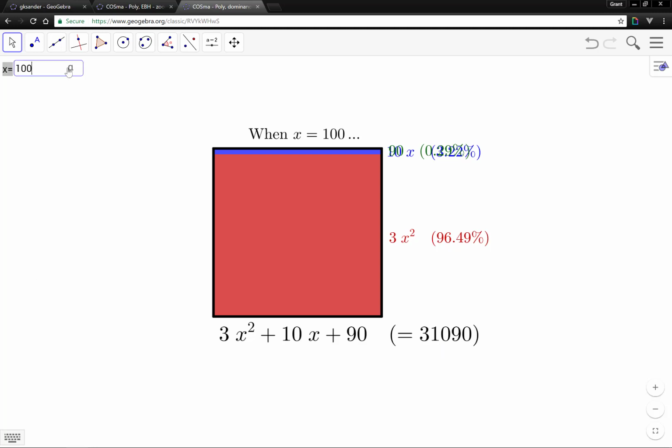So if x equals 1,000, we let x increase a little more. Now our square is almost totally red. We actually can't see, because of the limits of the computer graphics or our eyeballs, we can't even see the green or blue parts. We see that 3x squared is making up about 99.66% of the total value of this polynomial expression.